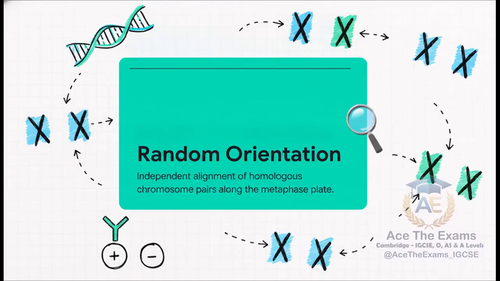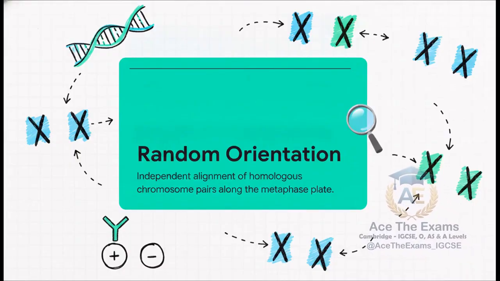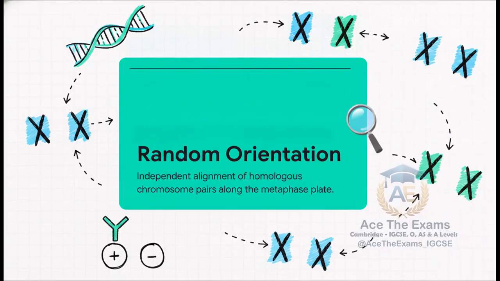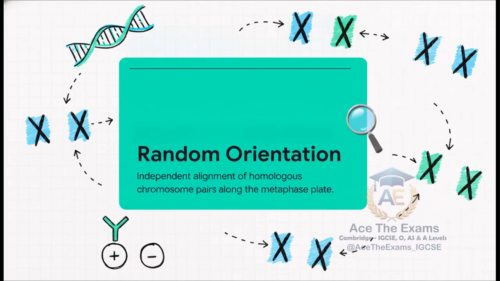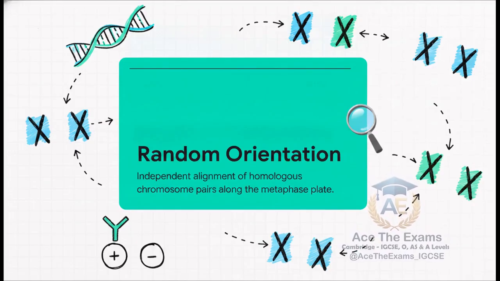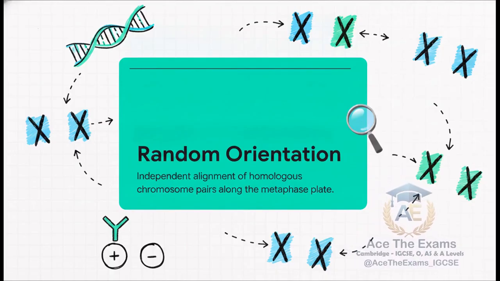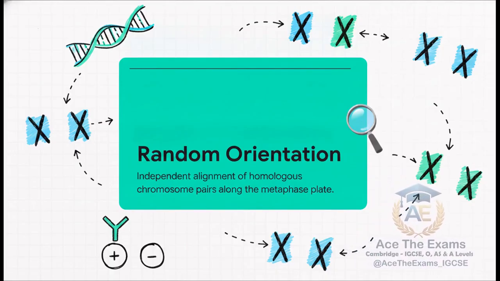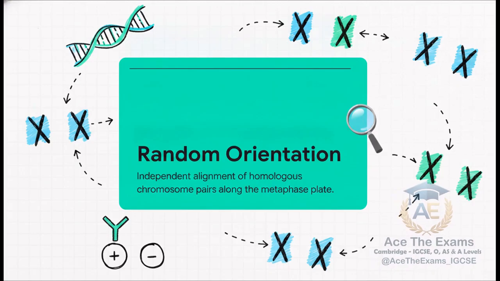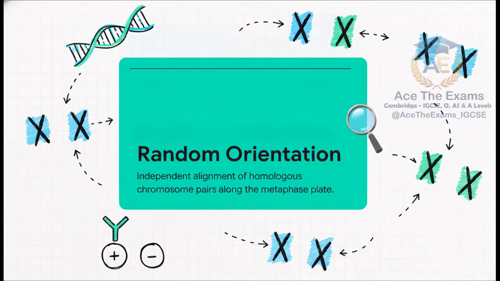Okay, next we have random orientation, the independent alignment of homologous chromosome pairs along the metaphase plate during meiosis. Having this precise definition locked in prevents you from falling into the ultimate trap, which is mixing up the biological cause with its statistical effects. Think of it like this. Random orientation is the physical cause, right? And that leads to the effect of independent assortment and genetic variety in the gametes. You've got to keep cause and effect strictly separated in your written answers.